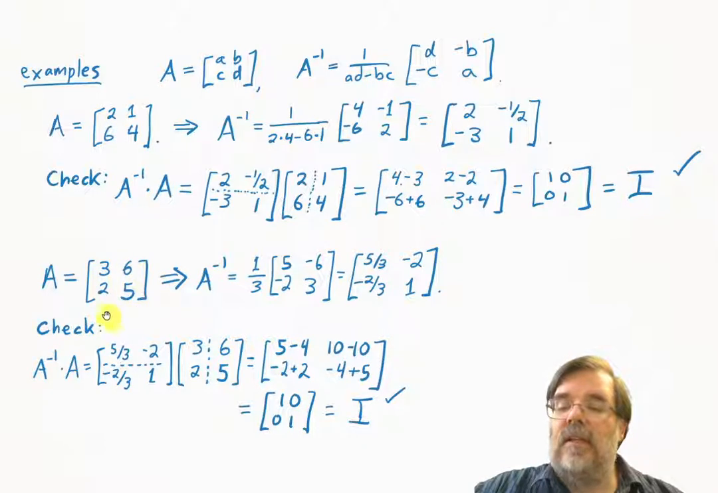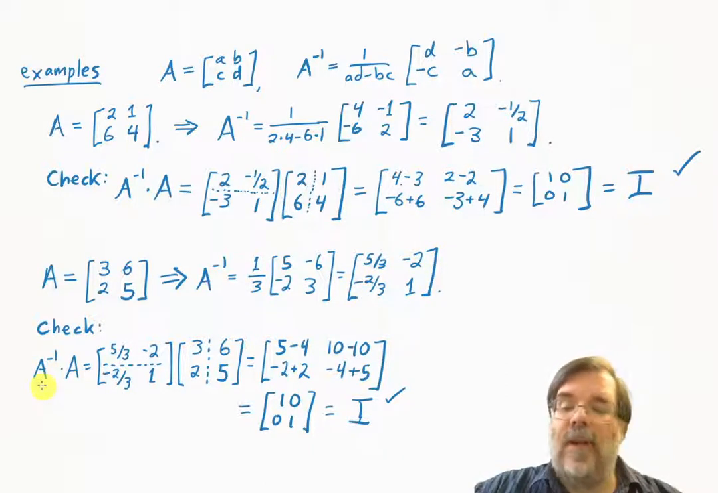So that's 15 minus 12. That's 3. So the inverse is 1/3 times the matrix. So you'll switch the 3 and the 5. We'll negate the 2 and the 6. And then multiply each one of these entries by 1/3. And you get the matrix 5/3, -2, -2/3, 1.